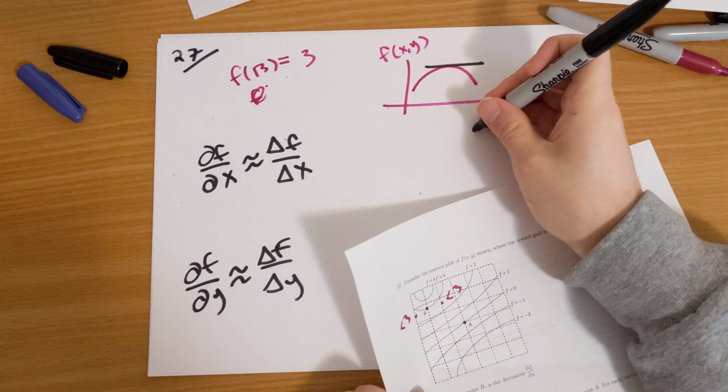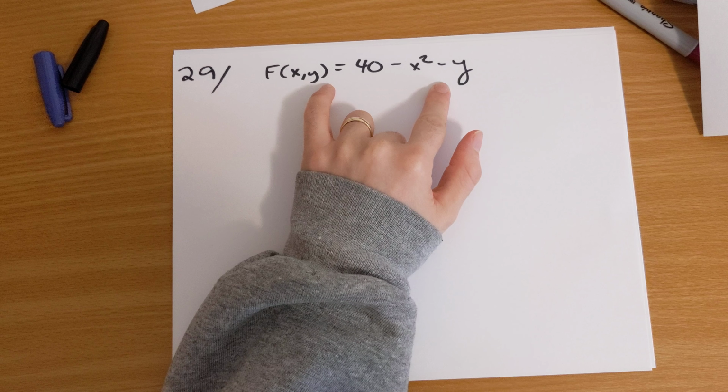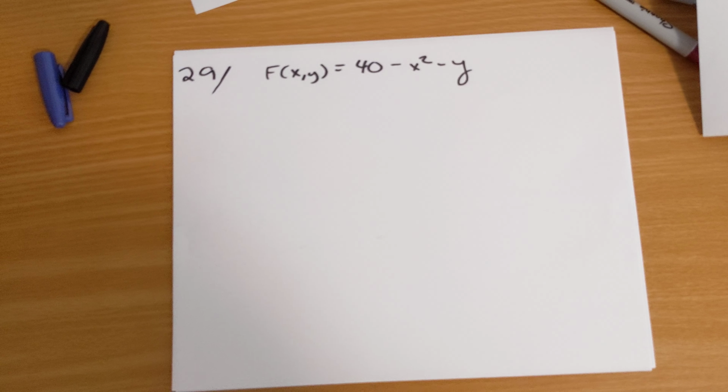Now let's take a look at problem number 29. So we have, suppose a temperature measured in degrees Celsius on the tabletop is given by this function here. X and Y are units of centimeters. Part A is what contour plot of these choices here best match the function?